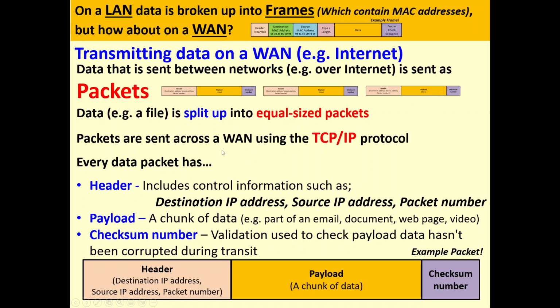The packets are sent across a WAN using the TCP/IP protocol. Okay, so a different protocol for across a WAN. Every packet, every little chunk of data has information in the header such as the destination IP address of where the packet's going to, the source IP address of where it's come from, and a packet number. Each packet has a number so it knows the order. It also has the payload, the small chunk of data, and a checksum to make sure all the data has arrived intact. It hasn't been corrupted.